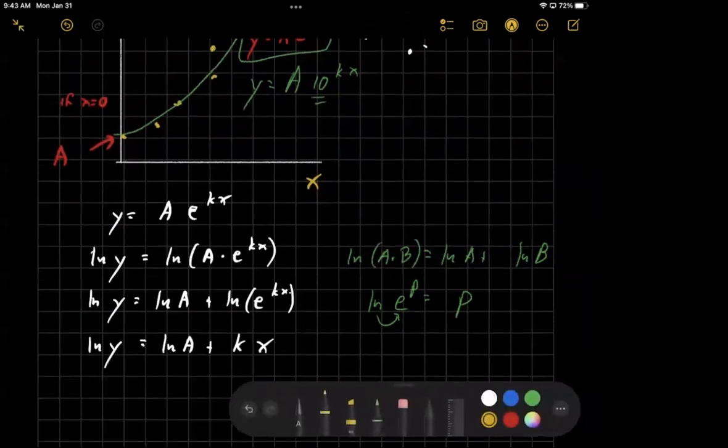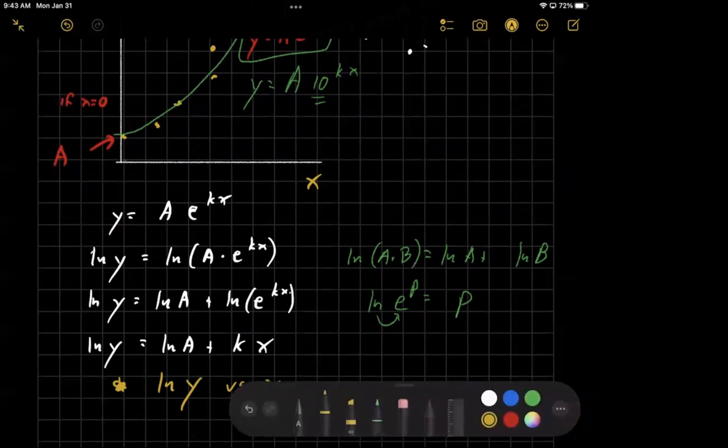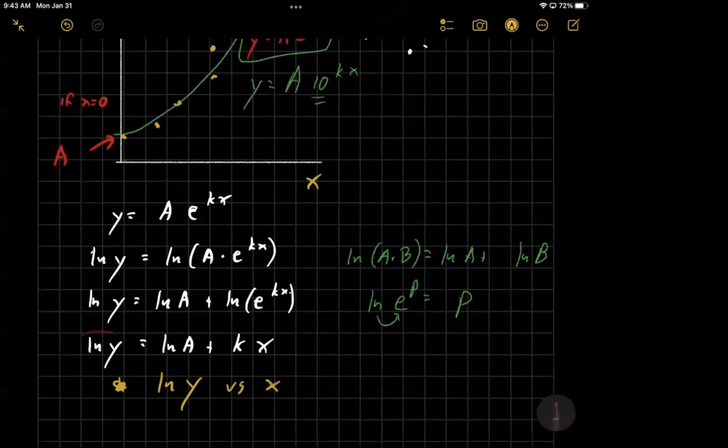Okay, so if we were to graph ln of y versus x, then when we look at this data, this ln of y is what gets plotted instead of y, so that's what would go in over there. Ln of a is a constant, like b, when we're dealing with straight lines. k is a constant like m, and x is the variable x. So we have ln of y is equal to b plus mx. Well, that's a linear relationship.